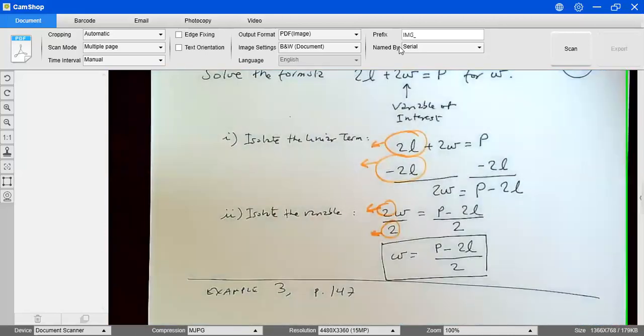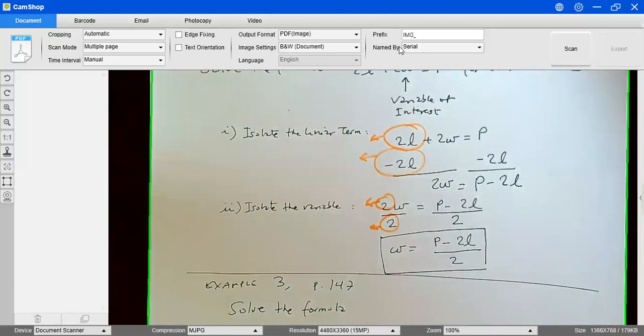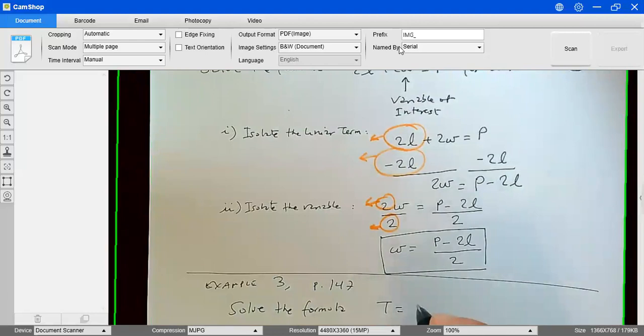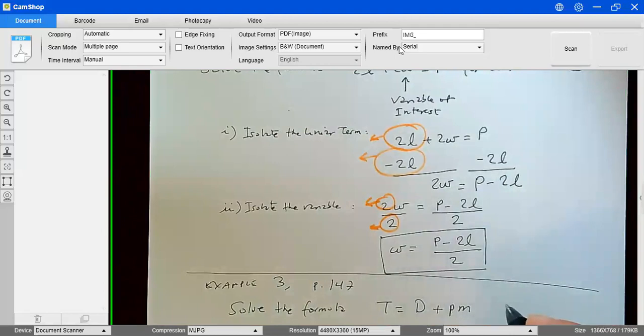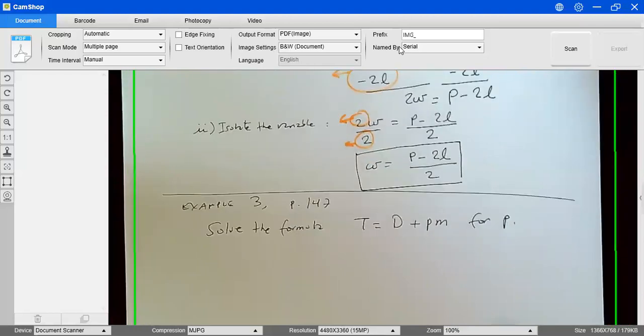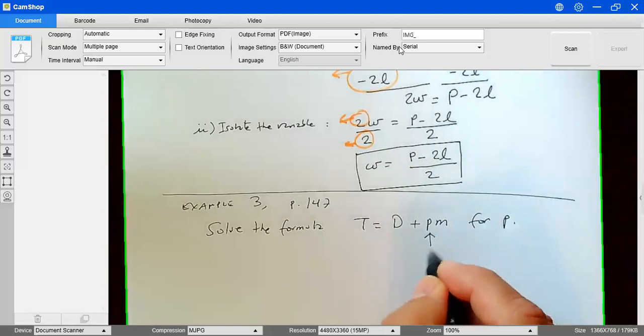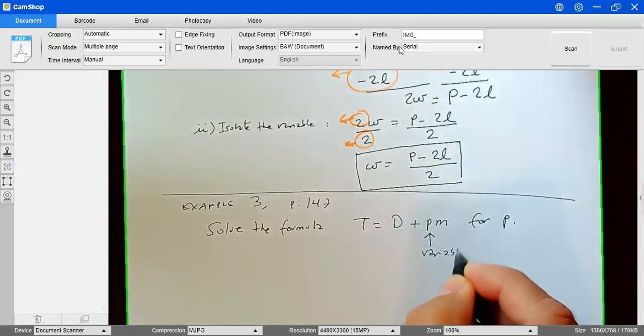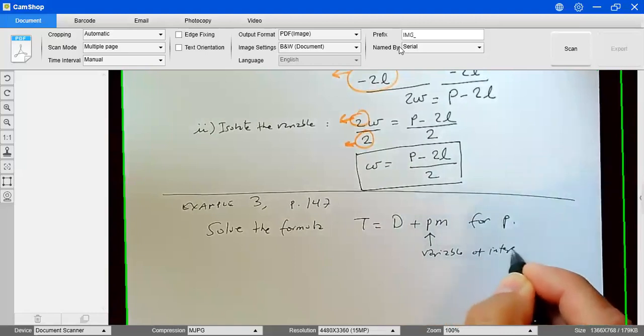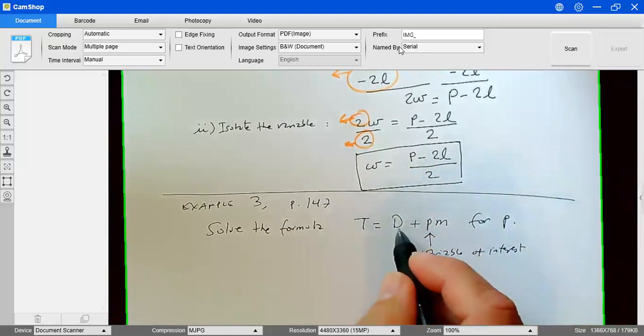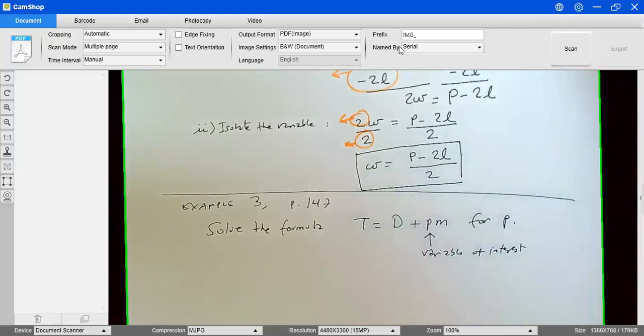So we're going to write the formula. In other words, we're going to solve the formula capital T equals capital D plus PM. We're going to solve this formula for P. So again, our first step is identifying the variable of interest. So this is my variable of interest. Imagine that the rest are just numbers. So this is a number, another number, and this is another number. So we need to solve for P.